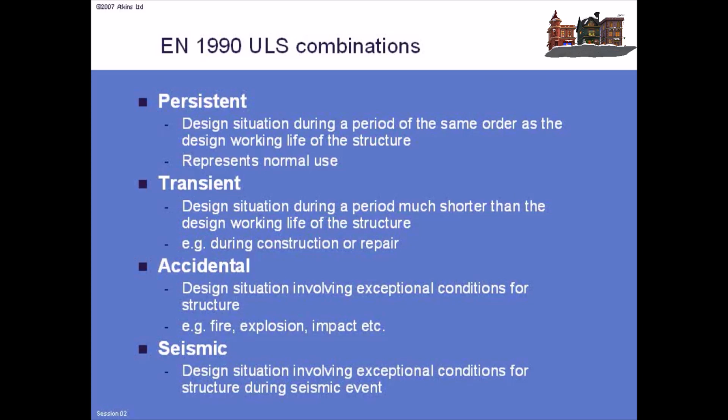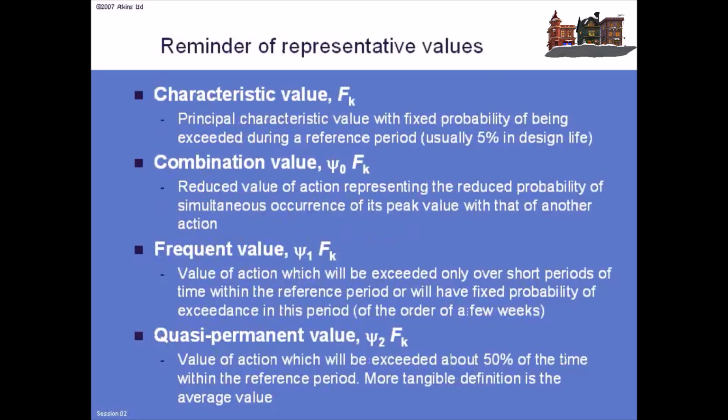I think where things are very different from previous British practices, we have specifically separate combinations for accidental and seismic. And seismic's clearly not a great deal of relevance to us here, but it would be if you go overseas. If you're a buildings designer and you've got fire, or if you're a bridge designer and you've got impact from a road vehicle or ship impact, you do that particular case in the accidental combination, and it's a different formulation to the others, and you'll see why in a minute. That's just a quick reminder of the different types of representative values that we'll be looking at in the combinations.